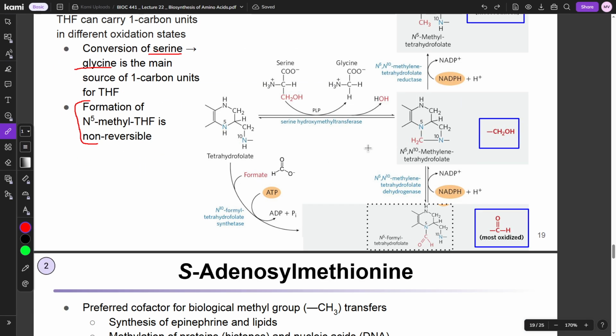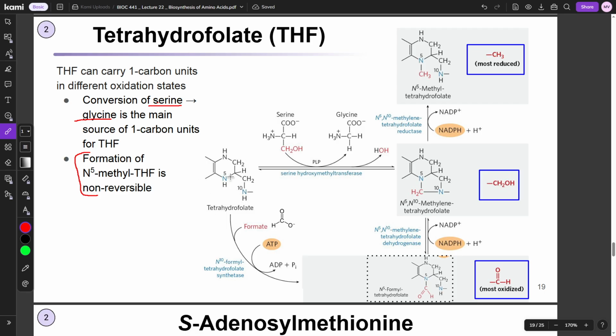So here, let's see, where do we start? Let's start with tetrahydrofolate here, right? Starting from this, you have two options. You can do serine hydroxymethyltransferase to turn serine into glycine. What that does is it releases water, and it also attaches a carbon group here. You can see this carbon group. So this is N5,N10-methylene tetrahydrofolate, because it's an N5,N10 connection.